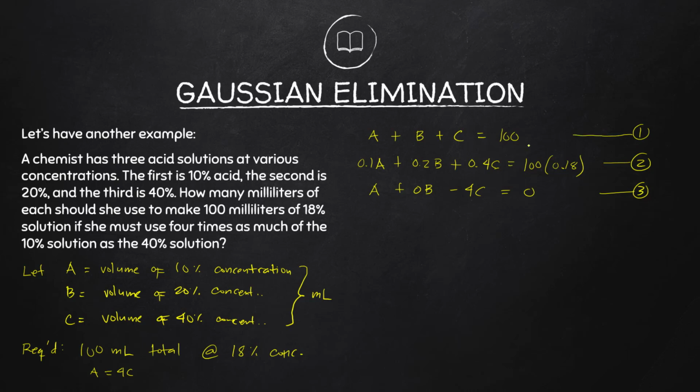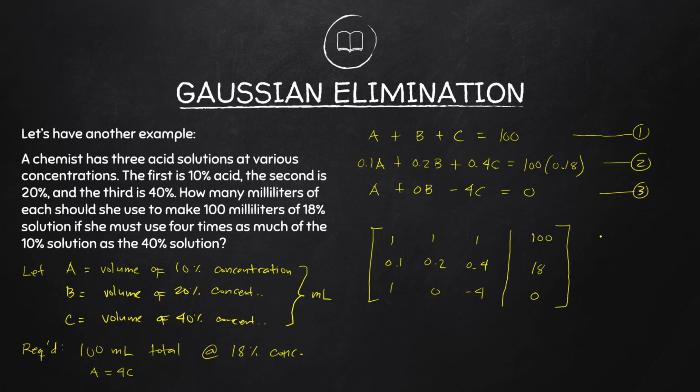Okay, we have our equations. Let's try to convert this into its augmented matrix, and that would look like this. We have 1, 1, 1, 100 for the constant. This will be 0.1, 0.2, 0.4, and 100 times 0.18 is 18. Then 1, 0, negative 4, and 0.